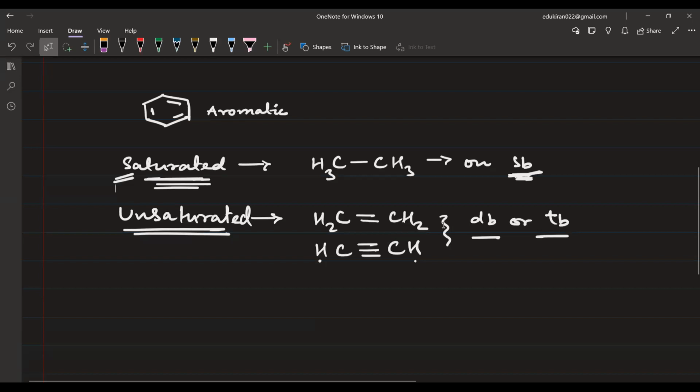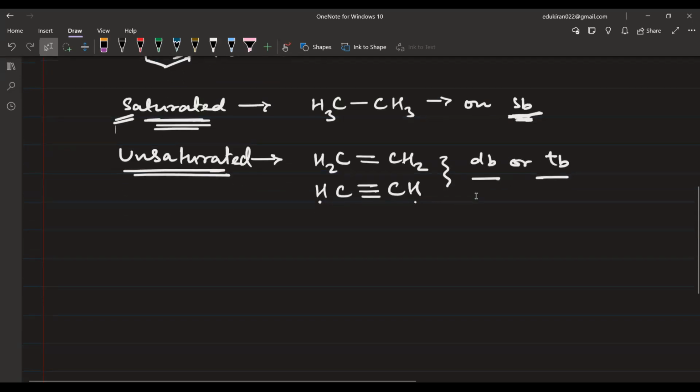Primary, secondary, and tertiary we will learn in haloalkane and haloarene itself, so I will not teach you here right now. Okay. Next thing is, how many of you are comfortable with bond line structures?